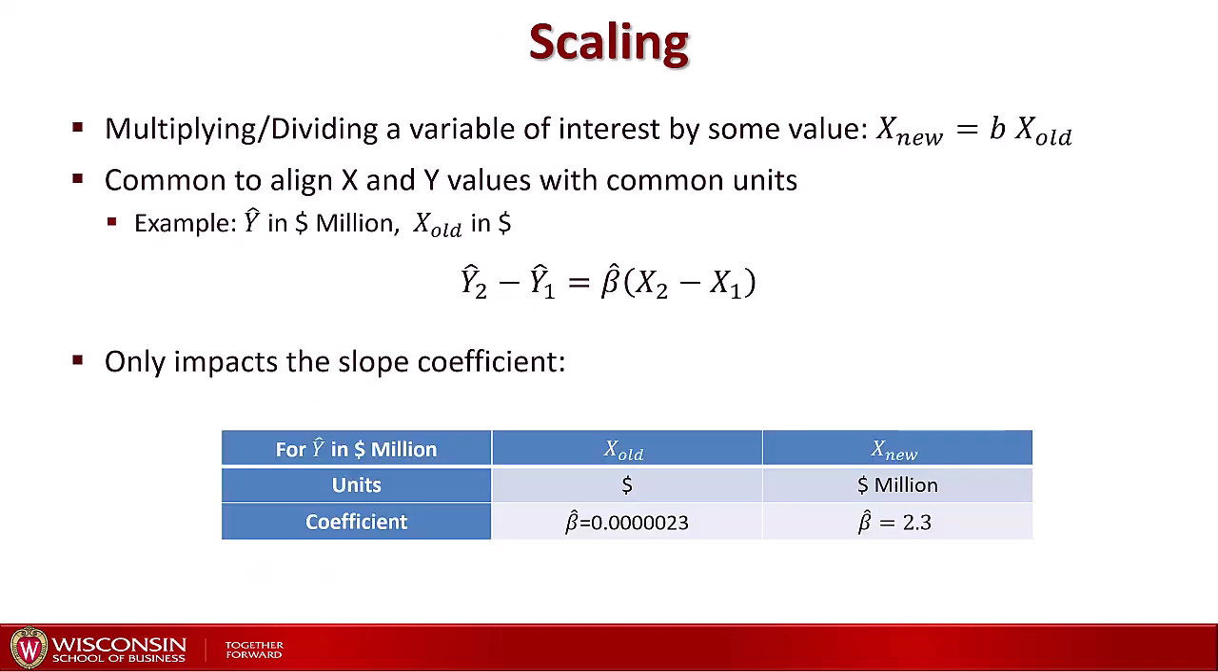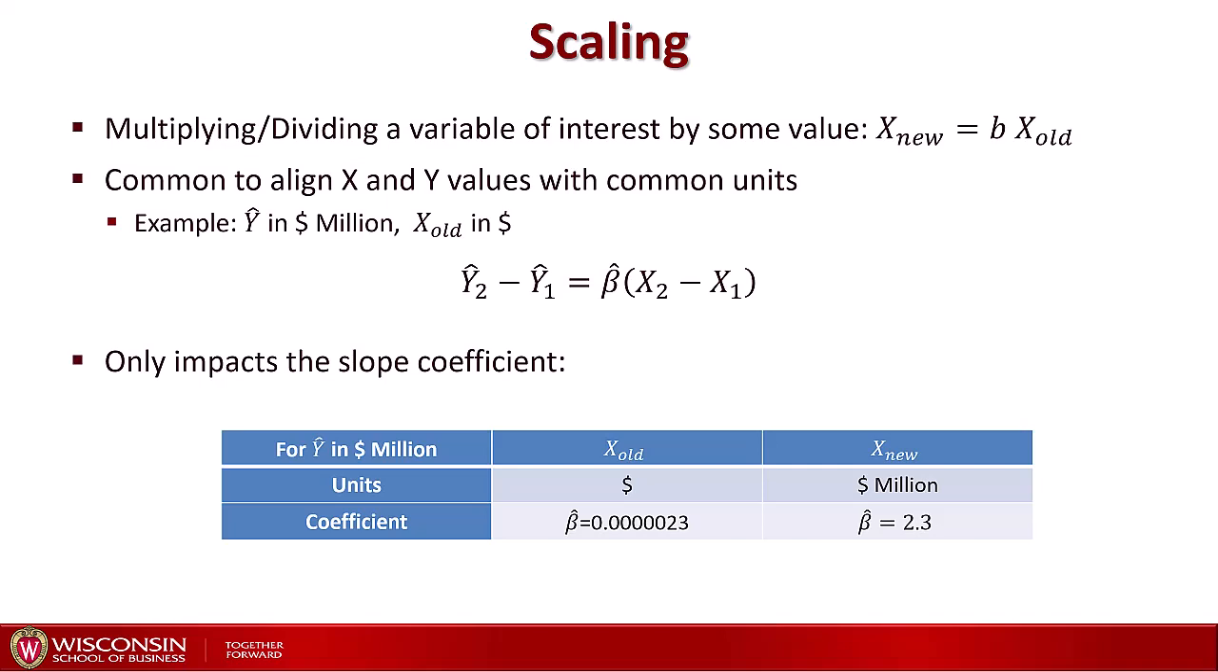The next transformation is called scaling. It is just multiplying or dividing a variable by some value. For instance, the new x is the old x times b. It is commonly used to have similar units in both x and y. For instance, you have a dataset where y is in millions of dollars and x is just in dollars. So to facilitate the interpretation, you will create a new x which is also in millions of dollars.